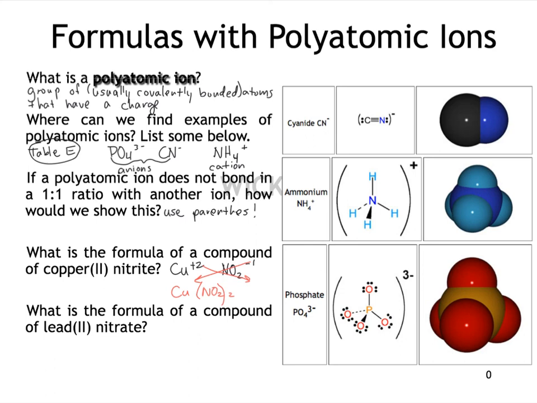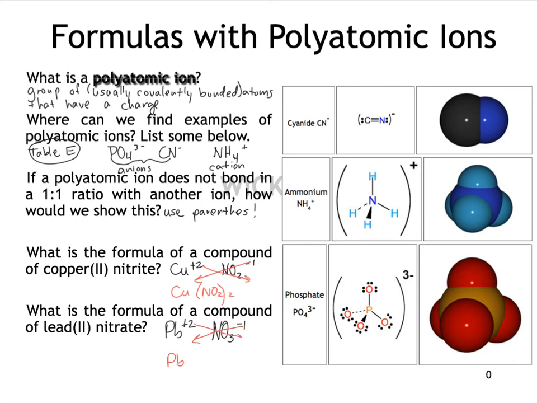Let's try another example. What's the formula of lead 2 nitrate? So lead 2 is going to be this particular ion, and nitrate, I'm just checking my Table E right now, and I can see that its formula is NO3 minus 1. We just need to cross the charges to find out what the subscripts will be. The -1 from the nitrate is giving me the subscript for lead, which is going to be 1, which I do not need to write.